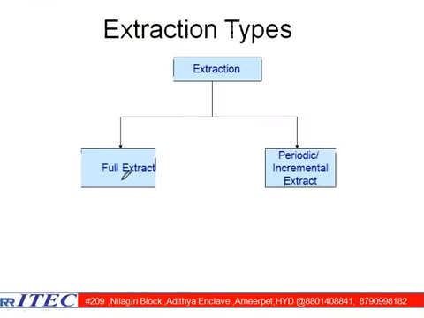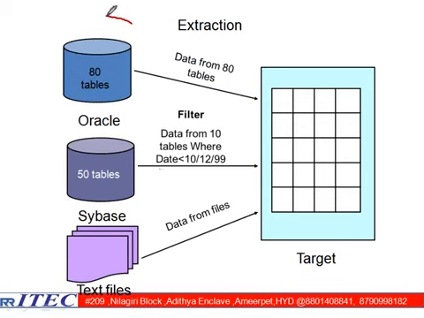Next one. What are the extracting types? One is called full extract. Full extract means whatever is available in the source. I can take this one as a full extract example. Why? Because I am not leaving any data over there. 80 tables are there, and all 80 tables I am trying to extract. Each and every time I am trying to pull the data of 80 tables, that is a full extract.